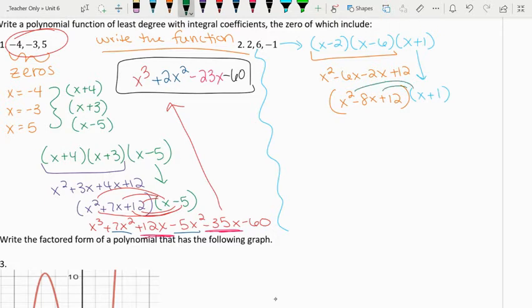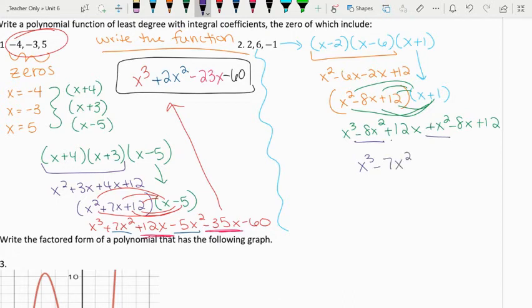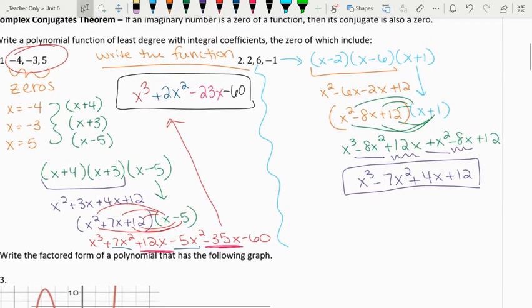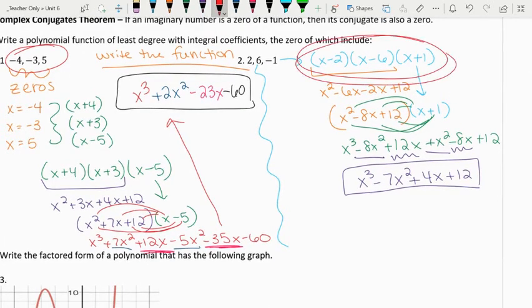Again, distribute the x: x cubed minus 8x squared plus 12x. Distribute the 1, so we get x squared minus 8x plus 12. Combine like terms: x cubed, then minus 7x squared plus 4x, and then plus 12. The most crucial part of all of this is to make sure that you know how to write it this way. Sometimes I'll just ask for that and you won't have to FOIL.